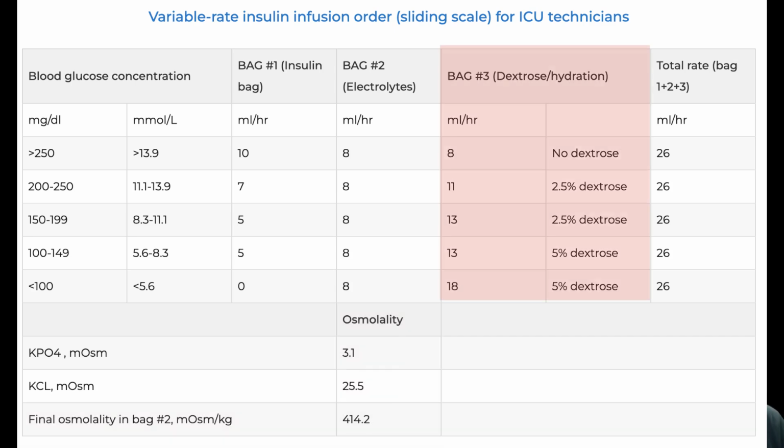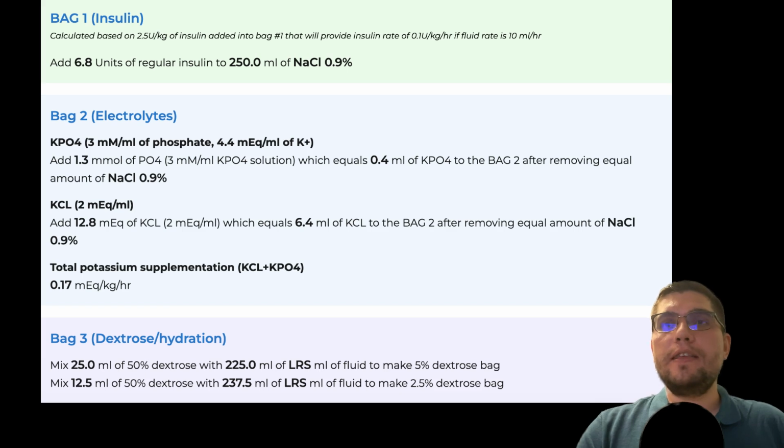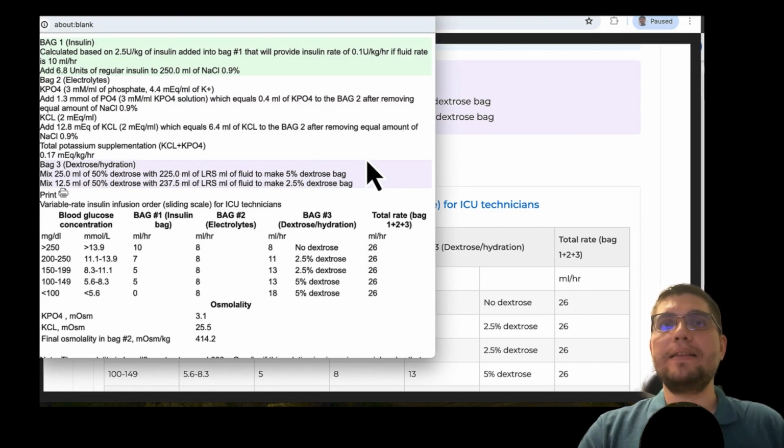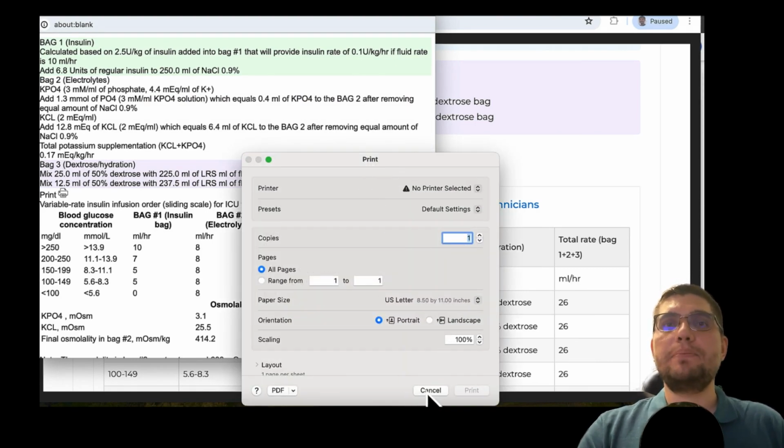The next column gives you the rate of fluid running by bag 3. The rate will vary depending on the bag 1 rates, so that the total fluid rate is maintained at 26 ml per hour that we calculated in the very beginning. Here are the instructions on how to mix different additives to make bag 1 with insulin, bag 2 with electrolytes, and bag 3 with dextrose. All these instructions and the sliding scale can be easily printed by hitting the print button over here, so that it can be given to the ICU technician as a patient order.